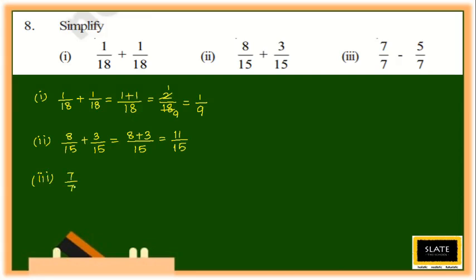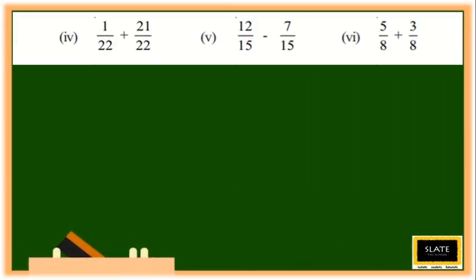Next, third one. 7 by 7 minus 5 by 7. Again, they are like fractions, so keep the denominator as it is, 7. So 7 minus 5. 7 minus 5, how much? Yes, 2 by 7. So this way we need to simplify.